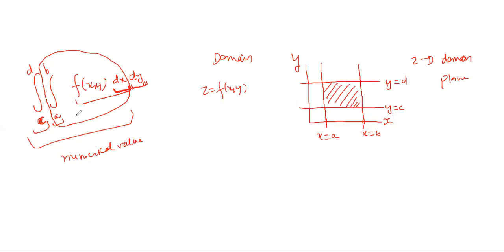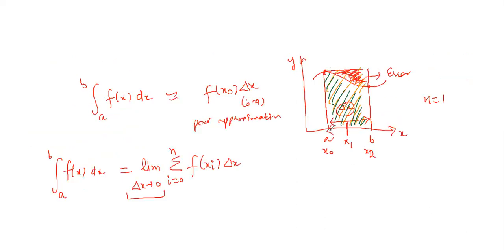This is the simplest example of drawing the regions. This domain is called a rectangular domain. When both x and y have these values, you'll always get a square or rectangular type of region, like A, B, C and D. So this is your domain, right? Just like you had domain A to B here.